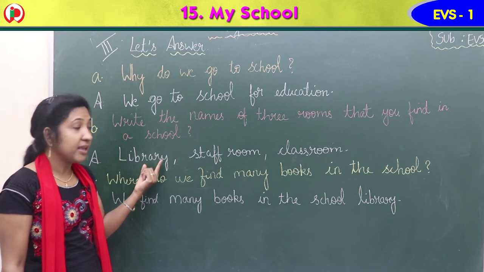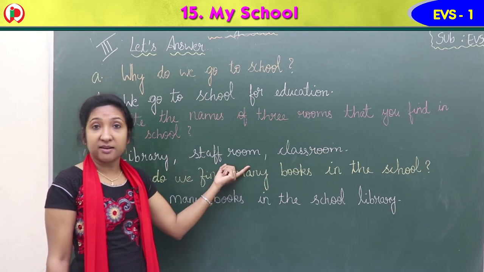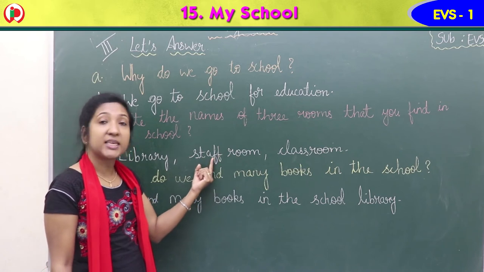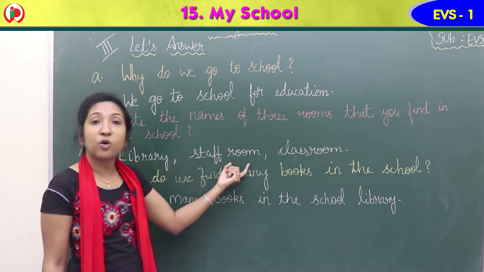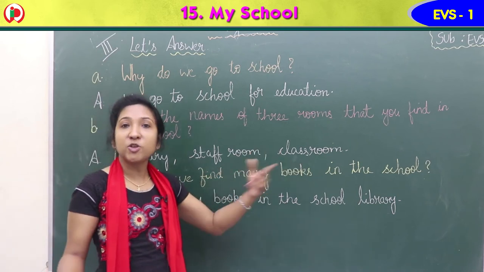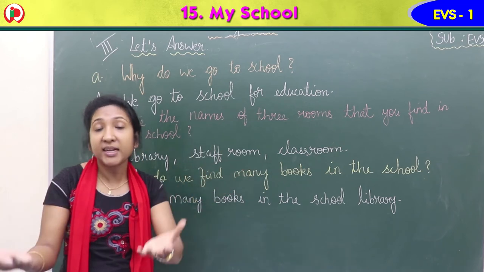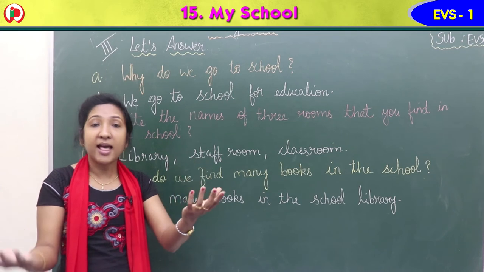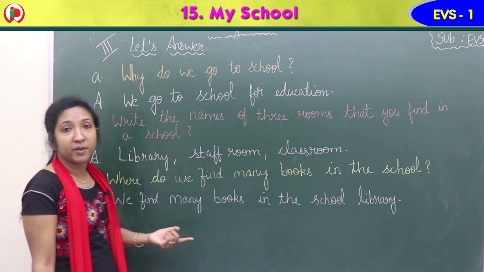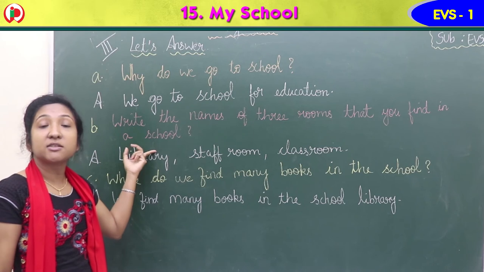L-I-B-R-A-R-Y, library, comma, staff room, where teachers sit, isn't it? When there is no class, they sit there. S-T-A-F-F-R-O-O-M, staff room, comma, classroom. You are sitting in the classroom. Classroom is for students and teachers. Teacher will come there and take the class. Student sits in the classroom. C-L-A-S-S-R-O-O-M, classroom.